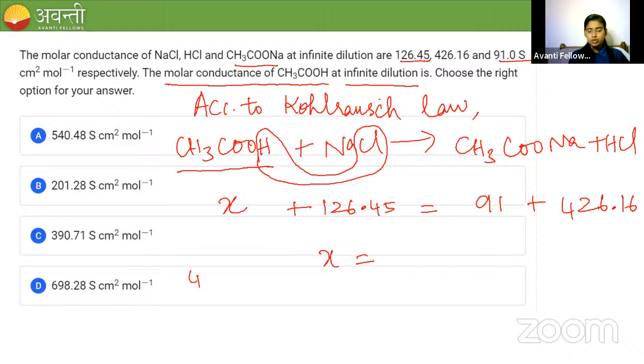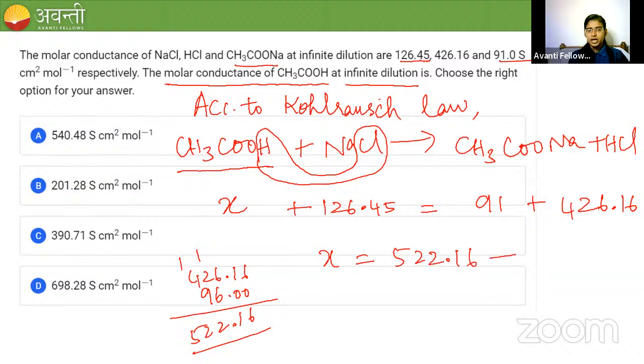What is the answer? 426.16 plus 91. So one of you give me the answer. Do the calculation fast. 6, 1. Here it is 12. Here it is again 12. So 522.16. Bring this 126.45 to the other side, so it is minus 126.45. Subtract 126.45 here. So we will get 1 and here we will get 7, point, here we will get 0, 9 and we will get 3. So what we are getting? Very good, very good.